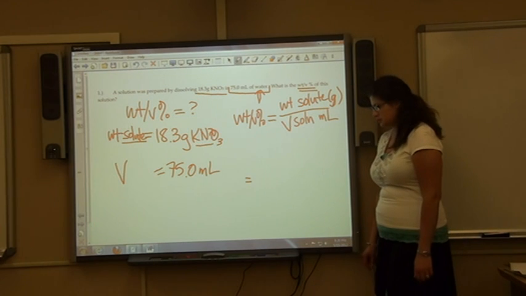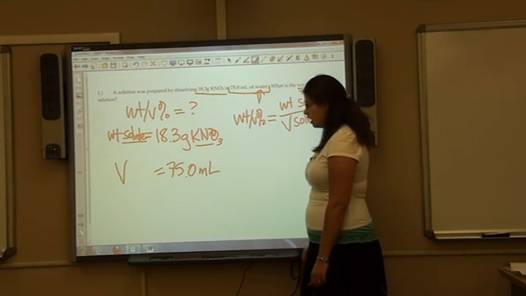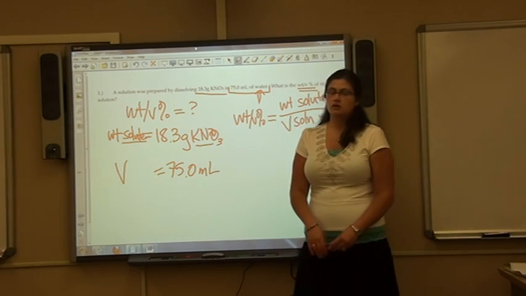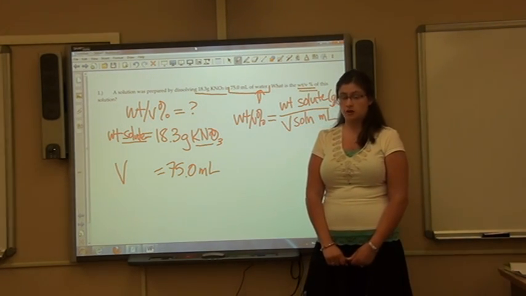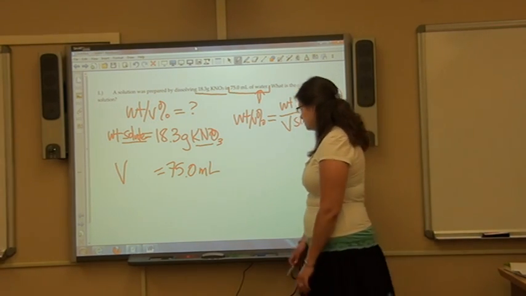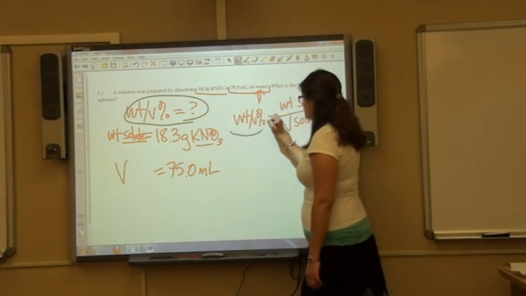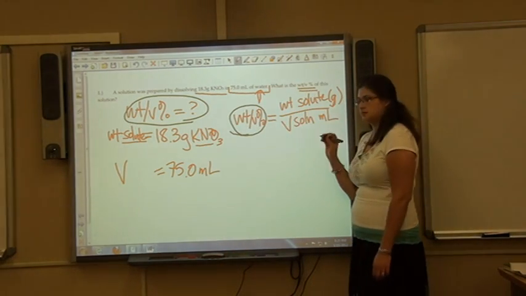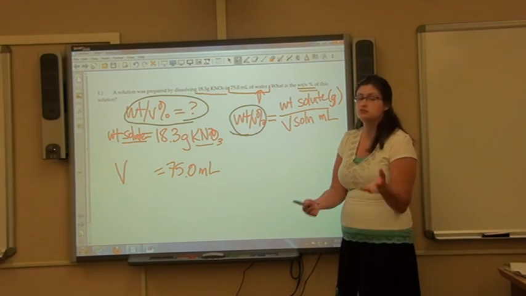Okay. Now, the next step that we need to do is solve for our unknown. Whatever has the little question mark beside it in your table of knowns and unknowns is what needs to go by itself on the left-hand side of the equation, of your formula. Here we're looking for weight per volume percent, and here it is all by its lonesome on the left side of the formula. Perfect. We don't have to do anything.